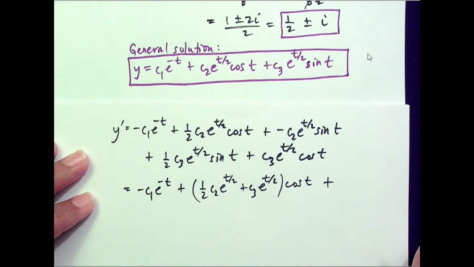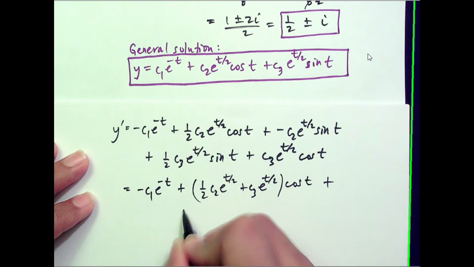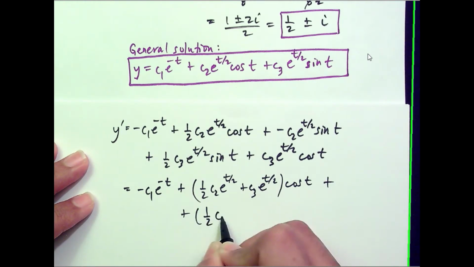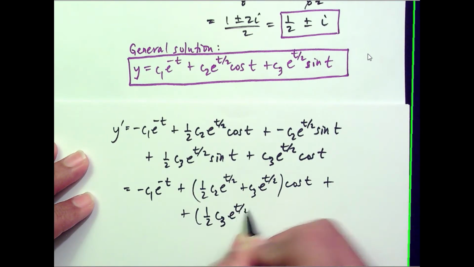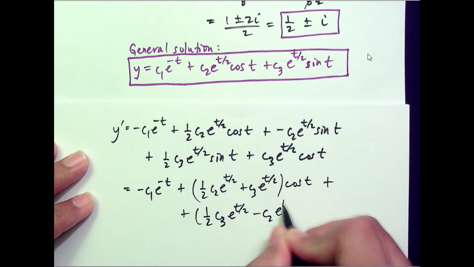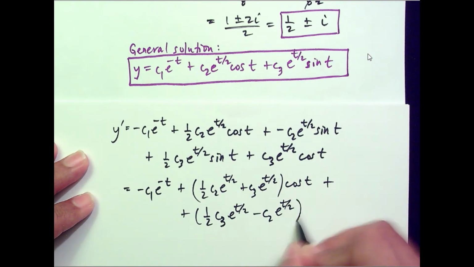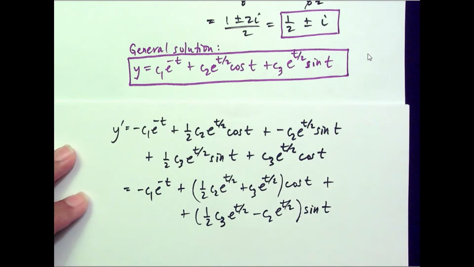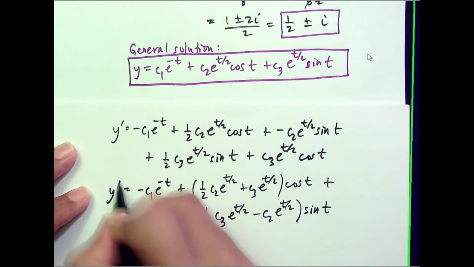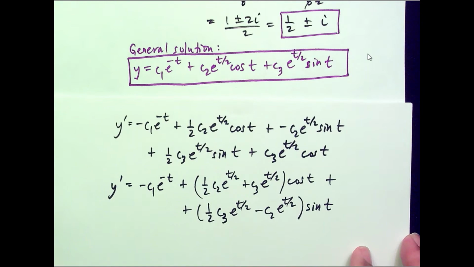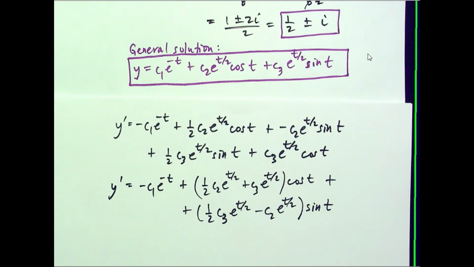And now let's collect the sines together. So this is going to be 1/2 c3 e to the t over 2 minus c2 e to the t over 2 sine. Okay, so all of that is the derivative of y.